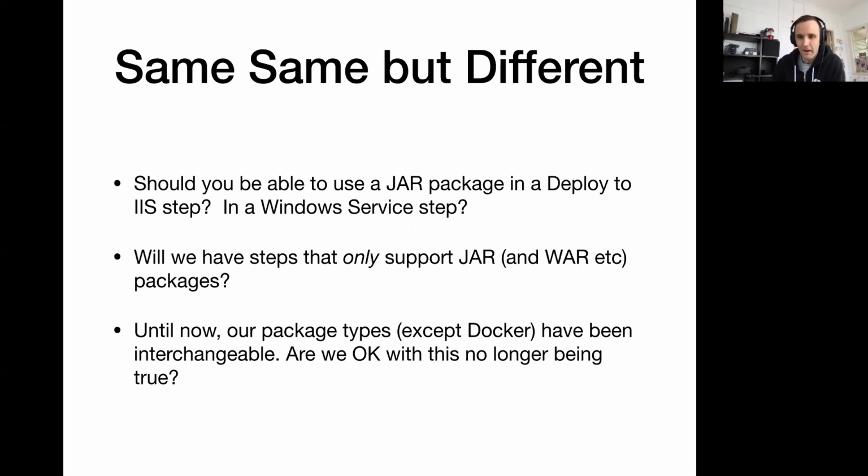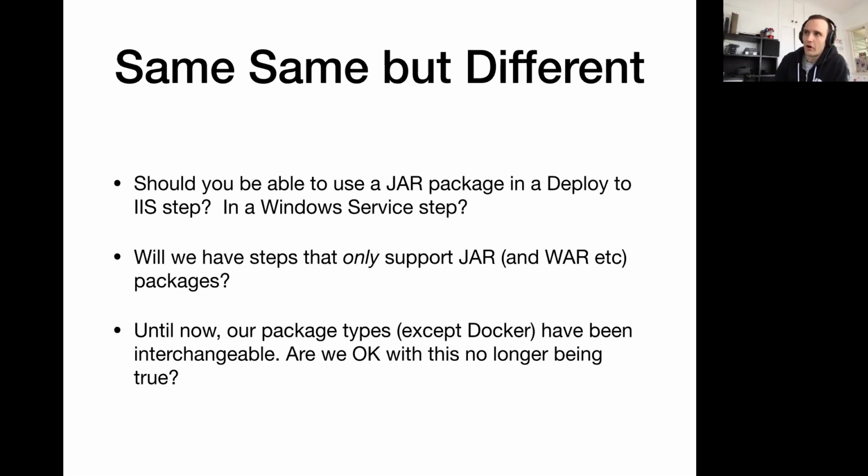So I guess up until now, our package types, with the exception of Docker, have been interchangeable. This isn't so true with jar files. It'll take extra work to make them work the same as other packages across all steps. You don't want it to behave the same. You don't extract the jar file like you do a zip or a NuGet package. It gets placed somewhere. So I guess, yeah, are we okay with this?